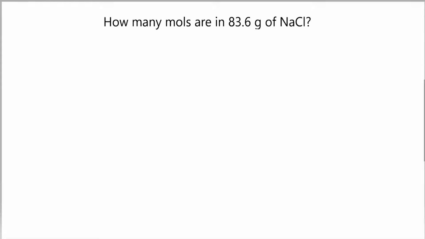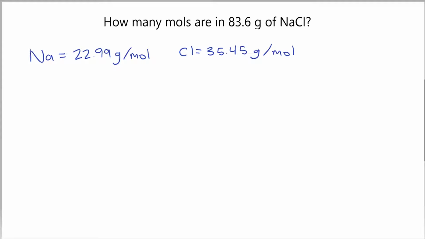So, we'll use our periodic table and we'll look up sodium. We see that's equal to 22.99 grams per mole. And then we'll look up chlorine, and we see that is going to be equal to 35.45 grams per mole. Now when we go to put these together to create the molar mass, we need to look at if there are any numbers by Na or Cl. In this case, there are none. So that means we just have one of each of those.